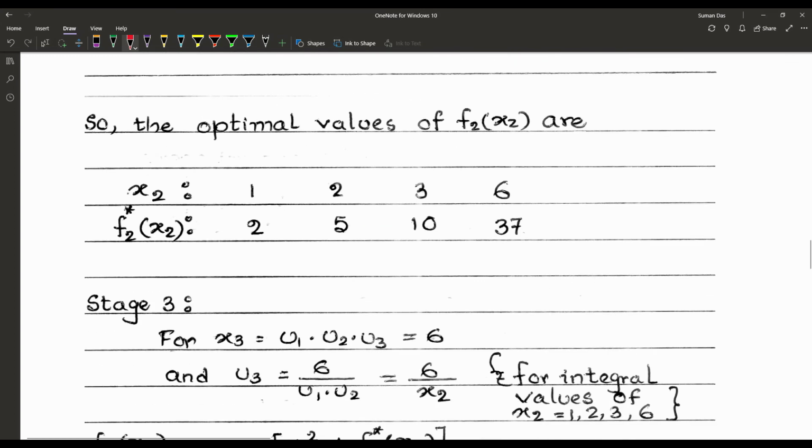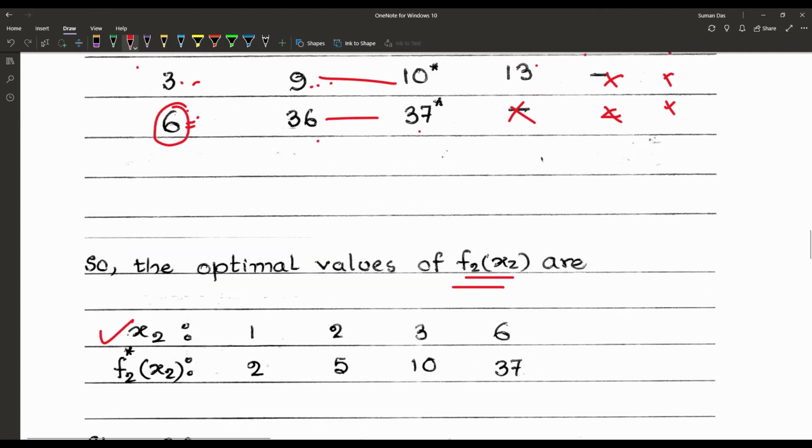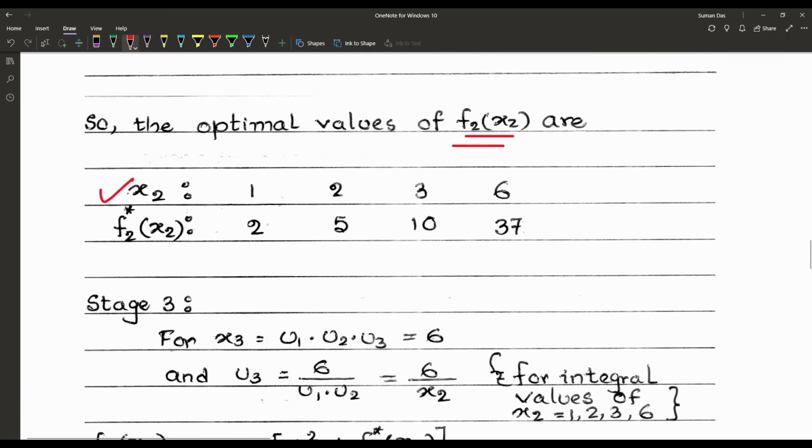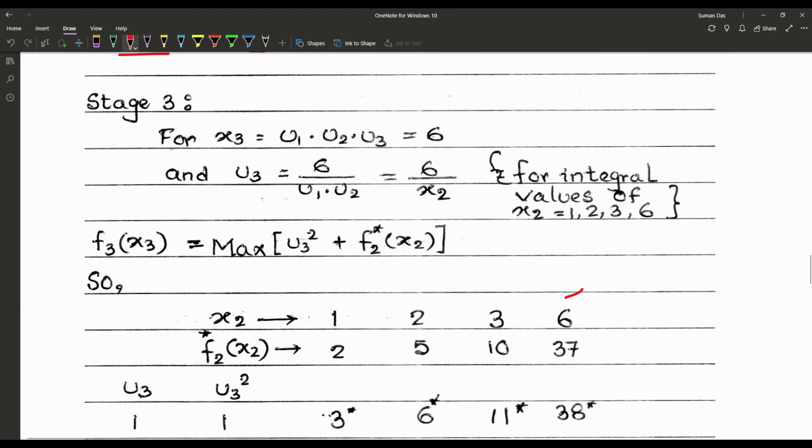So the optimal values of f2(x2) are, just look at the values here, the first column or the first row, that is 2, 5, 10, 37. So here we are getting the value of f2(x2) as 2, 5, 10, 37 with respect to the values of x2 as 1, 2, 3 and 6 respectively. So let's check the stage 3.